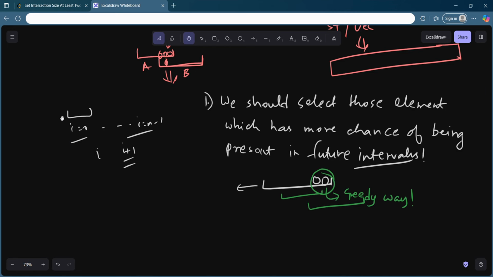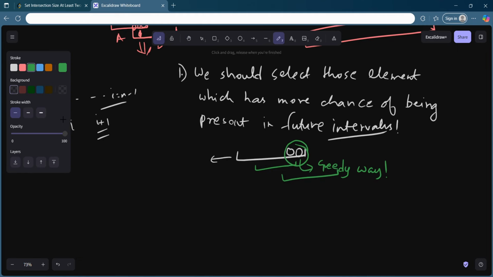Okay, so that is what I will tell you, that you should select. So in other words, what is the implication of my first observation? So this was my first observation, but what is the implication of this? So this implies that try to select the last two elements.